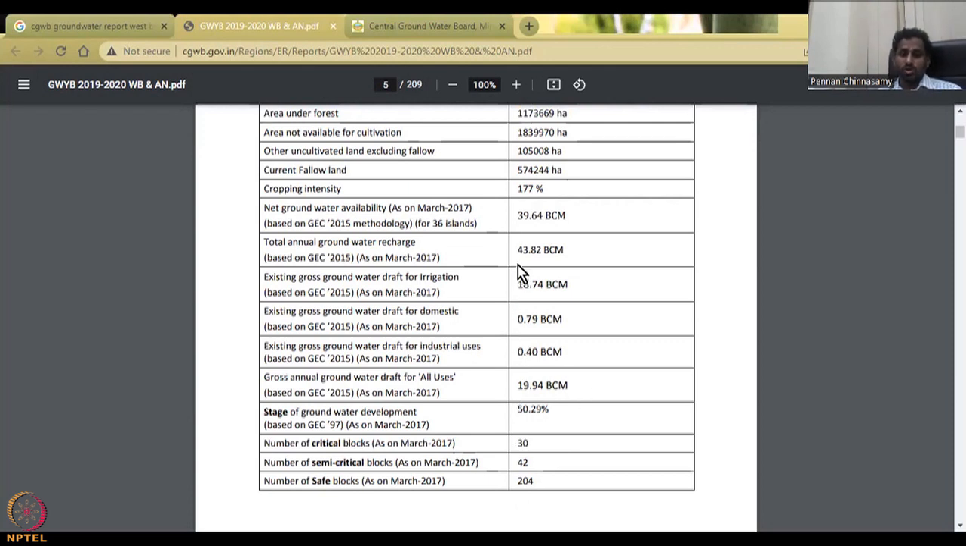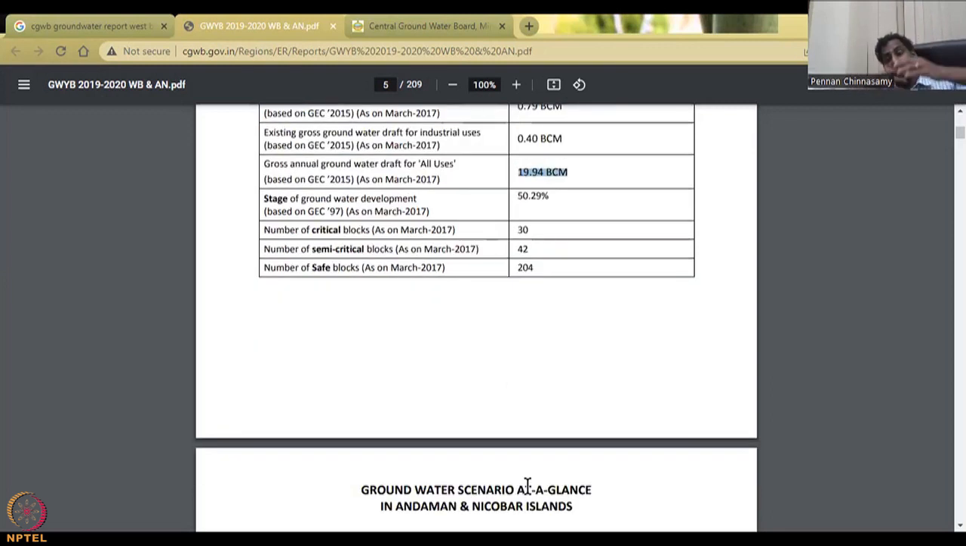Okay, how much water, total recharge is 43.82 billion cubic meter. Net groundwater availability is 39.64 billion cubic meter, and the use is only 19.94 billion cubic meter, which is approximately 50%, 50.29. Okay, so somewhere you see that the availability and the draft, you get only 50% use in West Bengal. So the critical blocks, semi-critical blocks, etc. As a state, maybe 50% is small, but when you go to certain locations, there's more groundwater use.